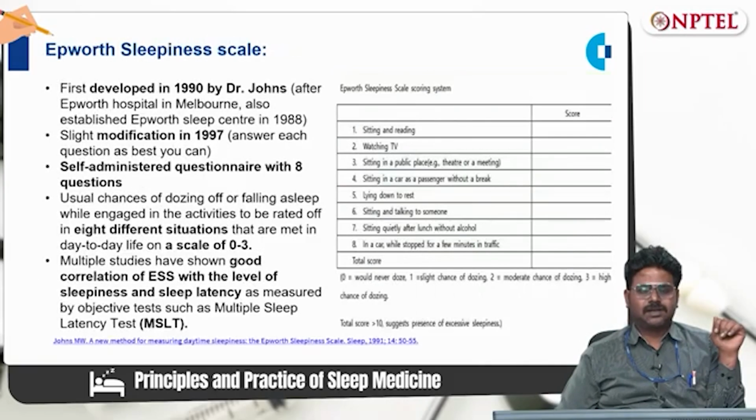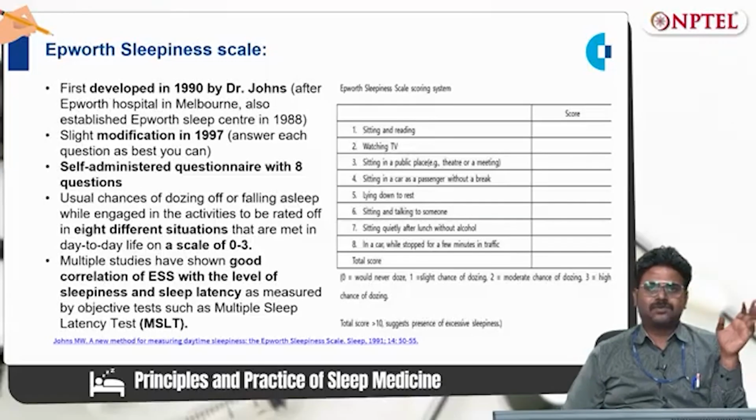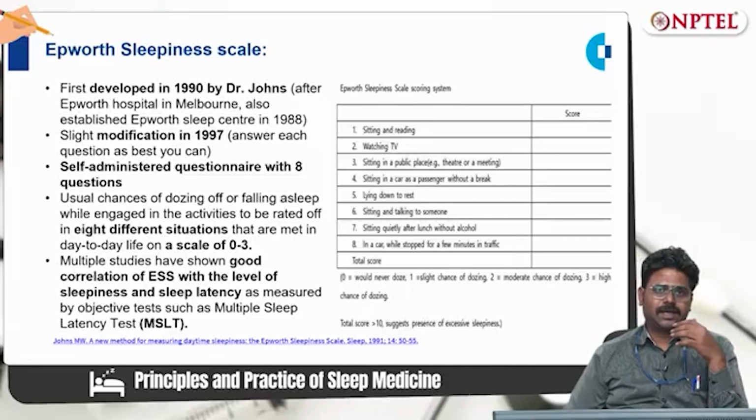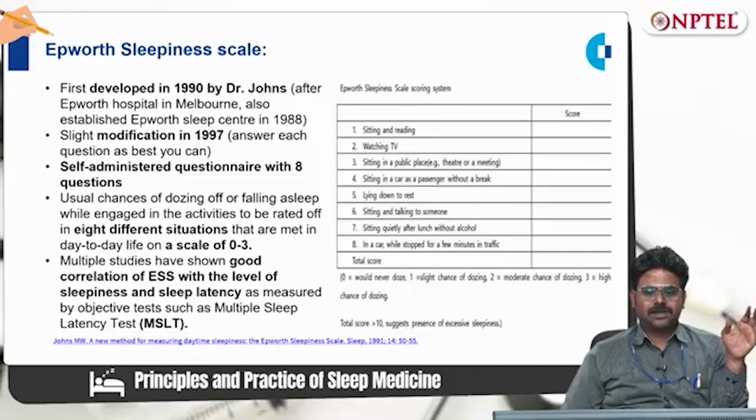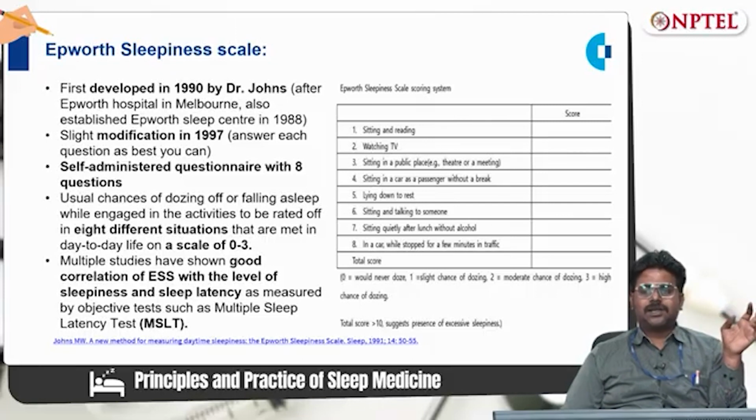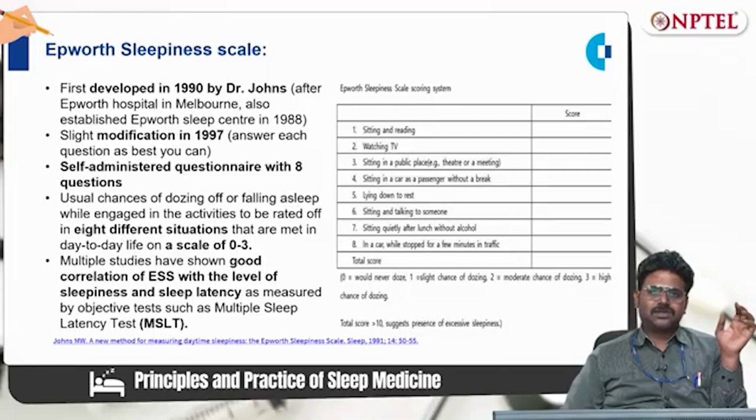Epworth sleepiness scale was first developed in 1980 by Dr. Johns at Epworth Hospital in Melbourne, and it was established in the Epworth Sleep Center in 1988. Then slight modification was done in 1997. It's a self-administered questionnaire with 8 questions. It rates the usual chance of dozing off or falling asleep while engaging in activities in 8 different situations that are met in day-to-day life, on a scale of 0 to 3.